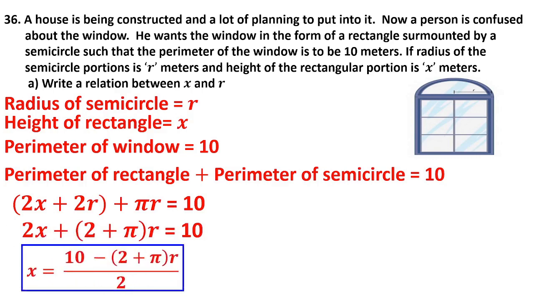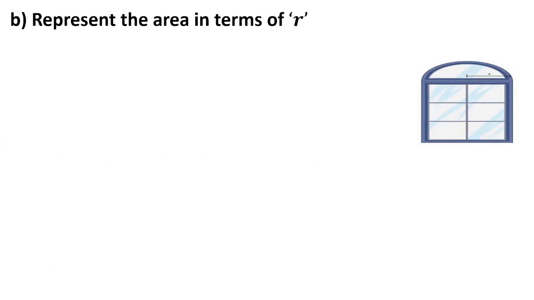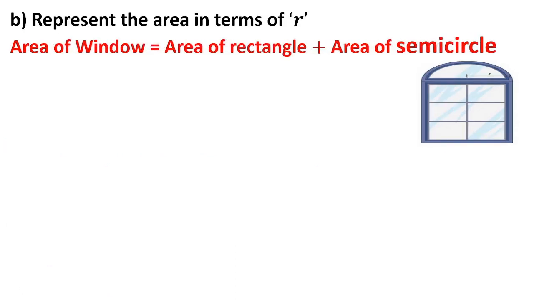From that, I am getting the value of x as 10 minus 2 plus pi into r by 2. First question is answered. Represent area in terms of r. What is the formula for area? Area of a rectangle plus area of a semicircle. Area of a rectangle is length into breadth, plus half pi r square.